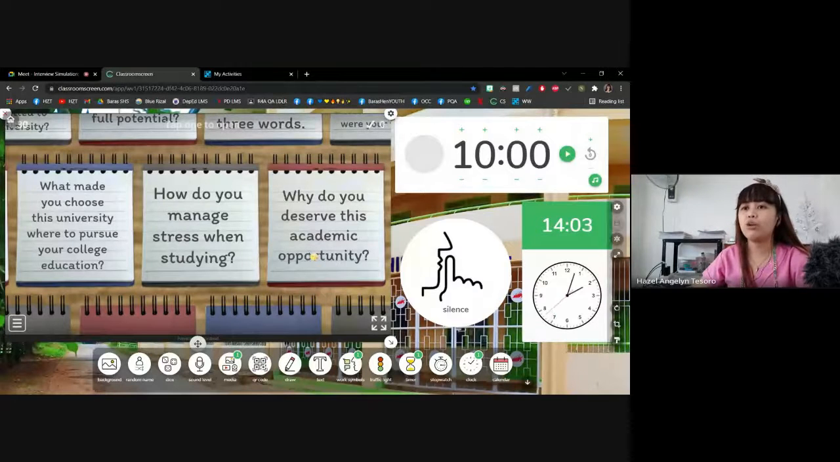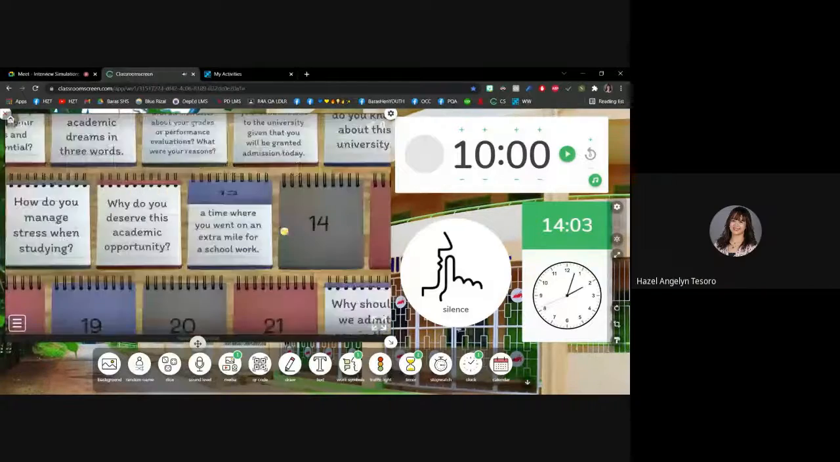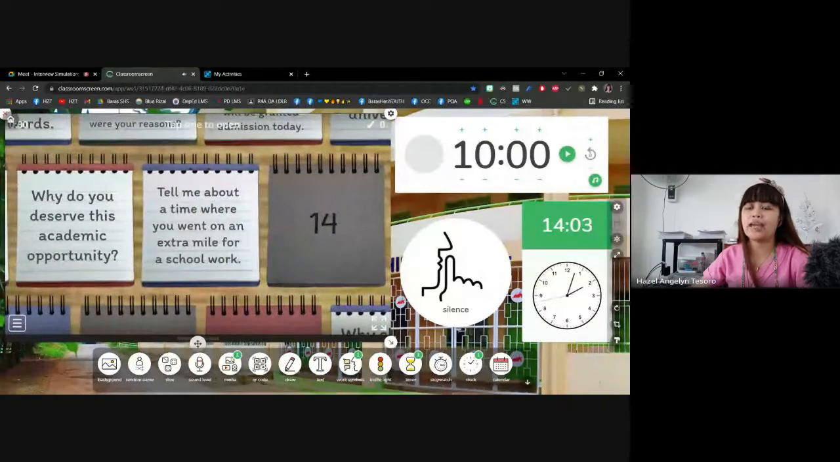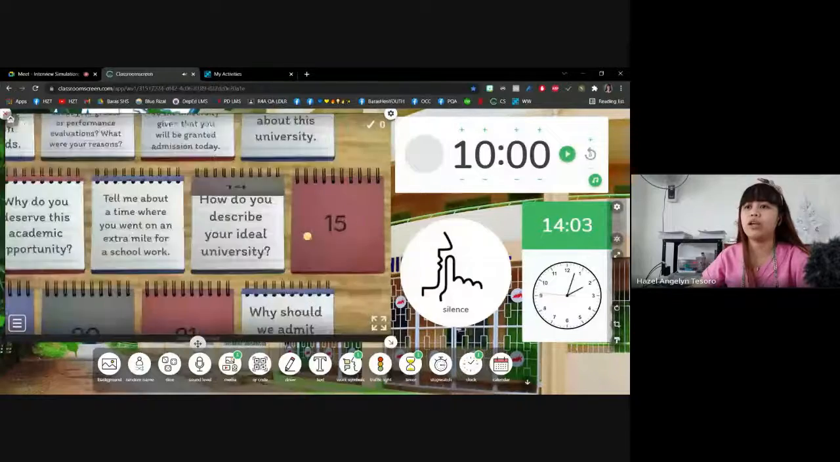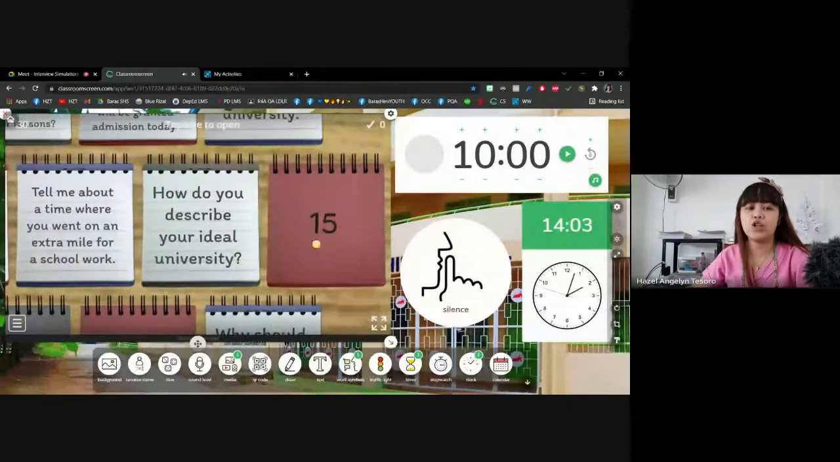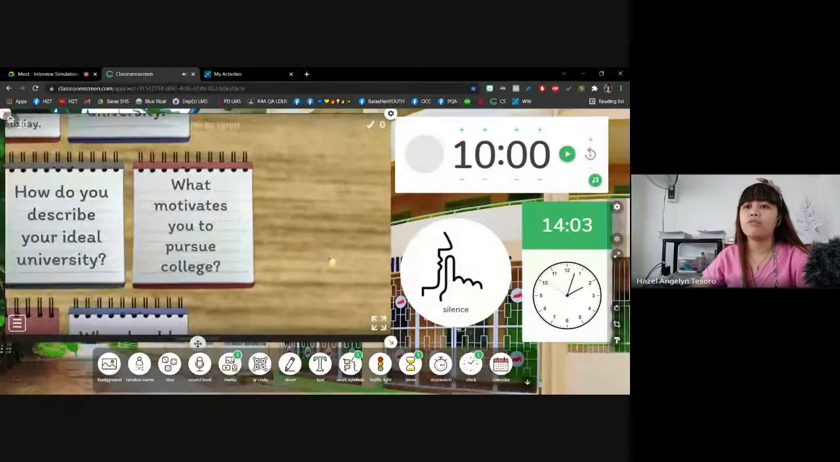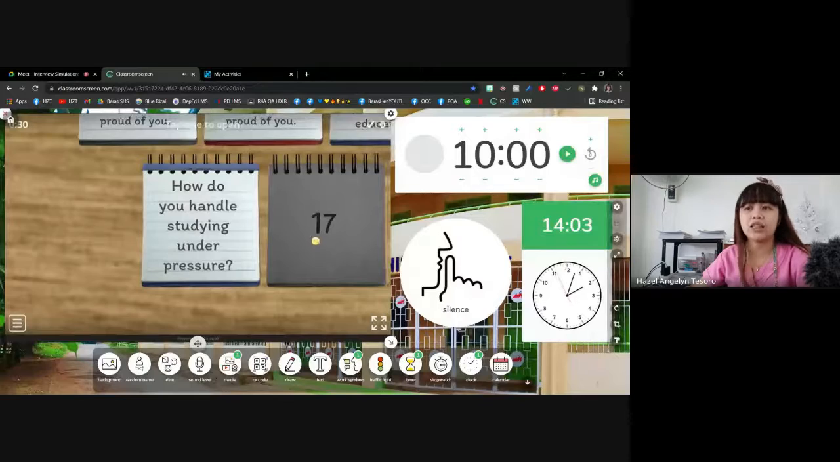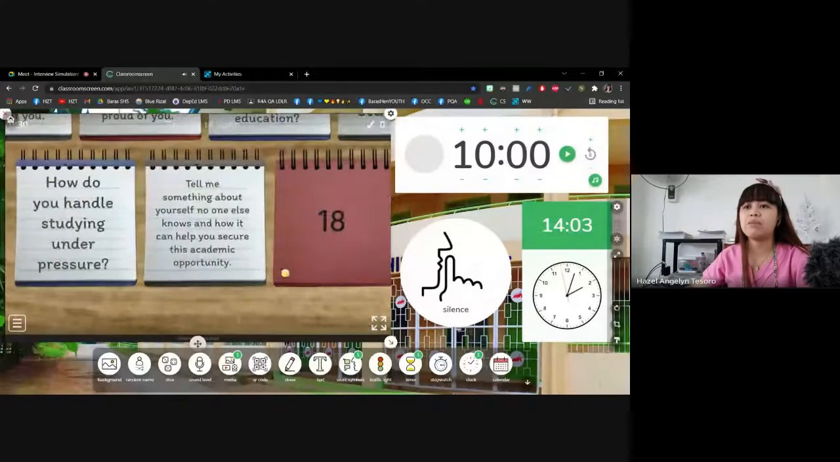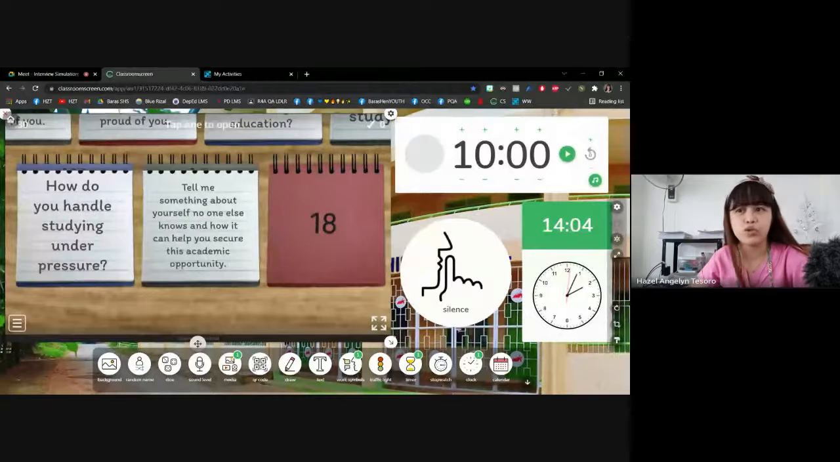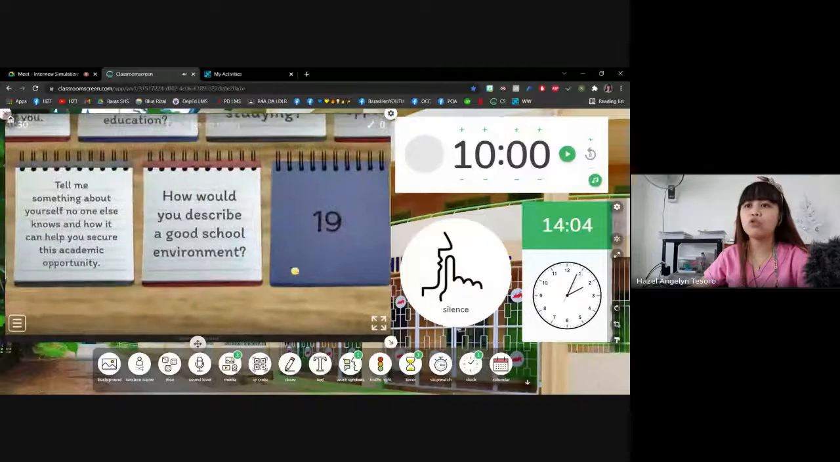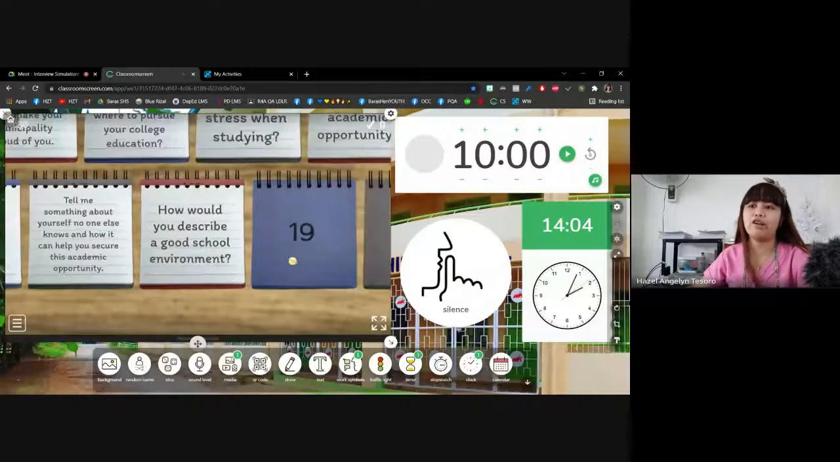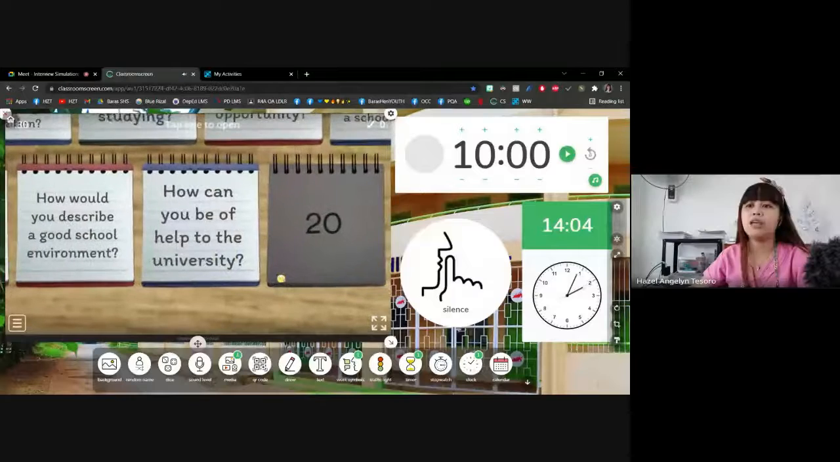How do you manage stress when studying? Tell me a time where you went the extra mile for schoolwork. How do you describe your ideal university? What motivates you to pursue college? How do you handle studying under pressure? Tell me something about yourself no one else knows and how it can help you secure this academic opportunity. How would you describe a good school environment? How can you be of help to the university?